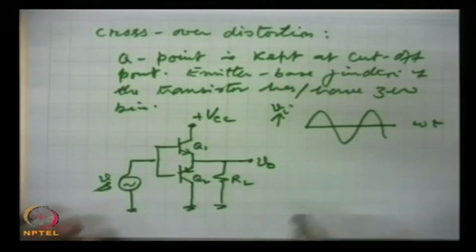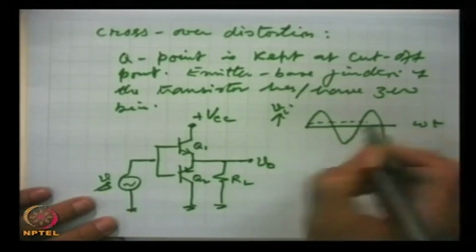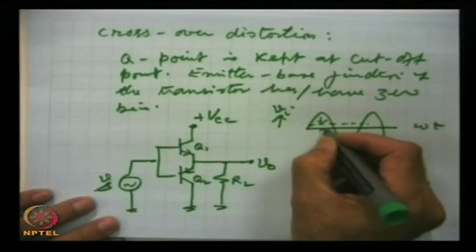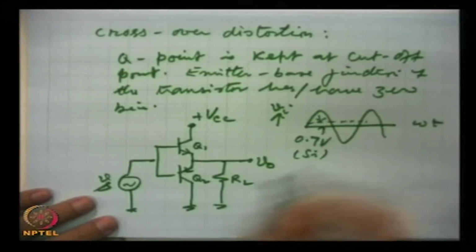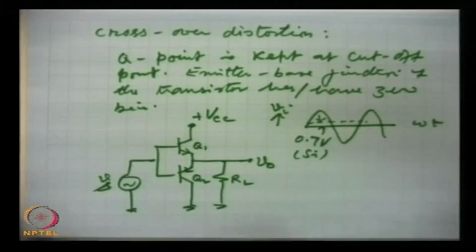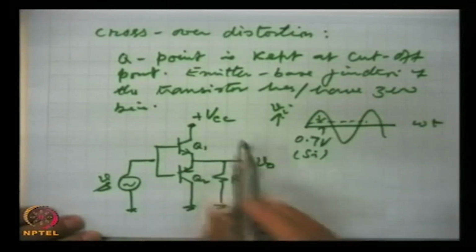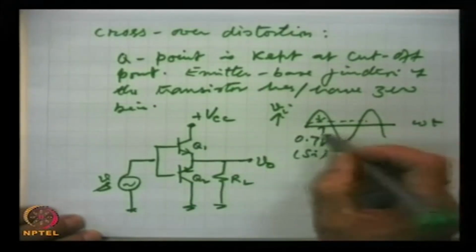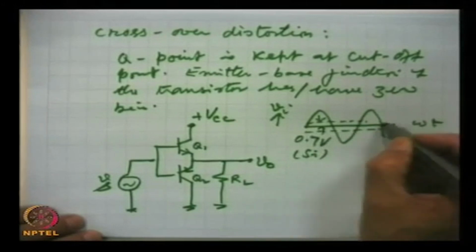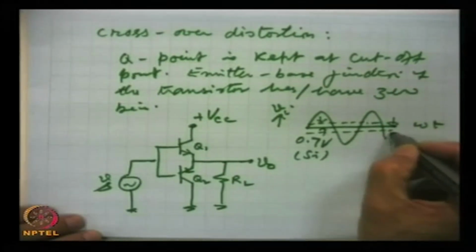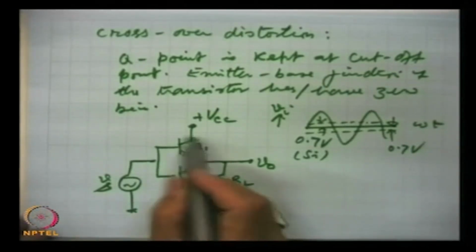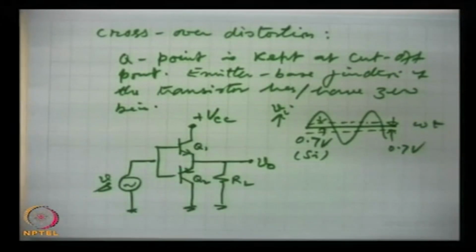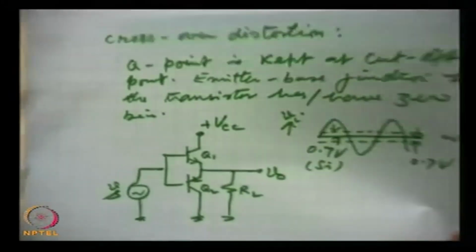In a nutshell, when this voltage is within 0.7 volts for a silicon device, this transistor will not conduct for this part. Similarly, in the lower one, for this part of 0.7 it will not conduct. The two transistors will not conduct in this 0.7 region and this will amount to a distortion in this fashion.